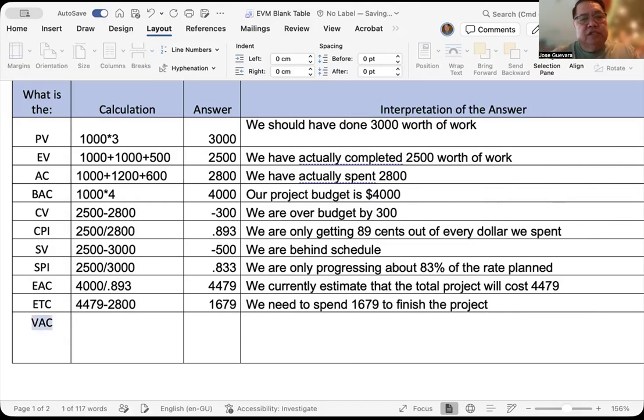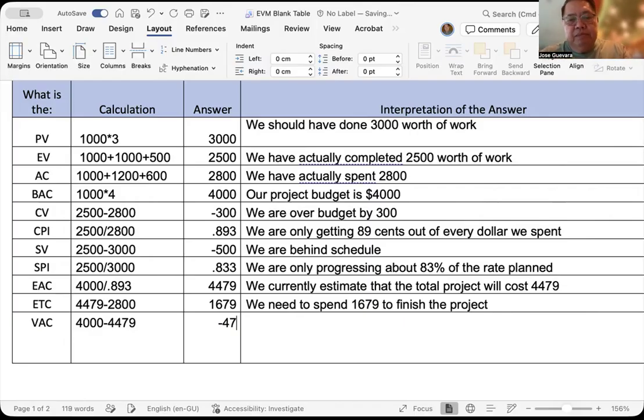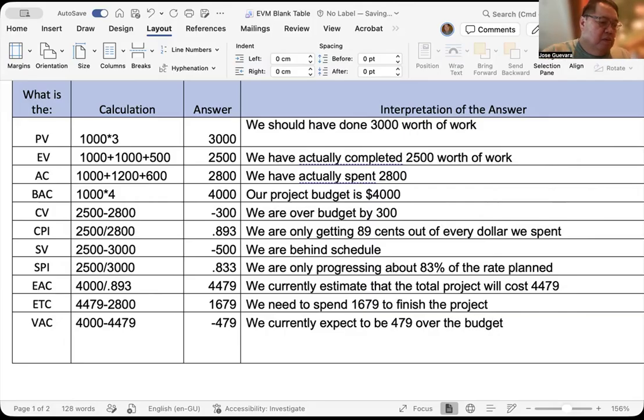So now what is the variance at completion? It starts with BAC, 4,000, minus EAC, the new estimation of 4,479, gives us an answer of negative 479. And what can we say about this? We currently expect to be 479 over the budget when the project is completed.